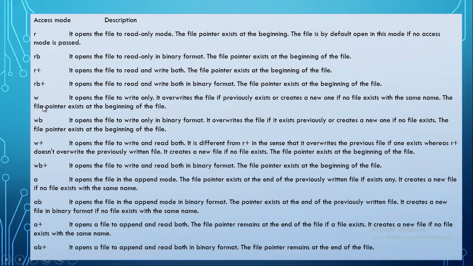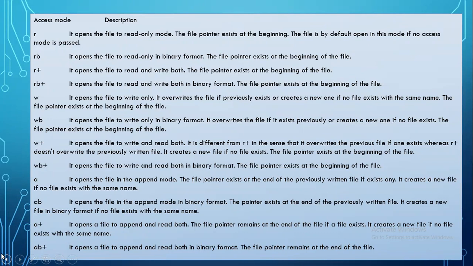Okay. And next one is W. It opens the file to write only. That means I cannot retrieve any content, only storing or writing operations we can do. It overwrites the file if it previously exists or creates a new one if no file exists. So in that location, if a file already exists with the same name and the same extension, then it overwrites the existing file. Or else if the file does not exist there, it creates a new file for you.